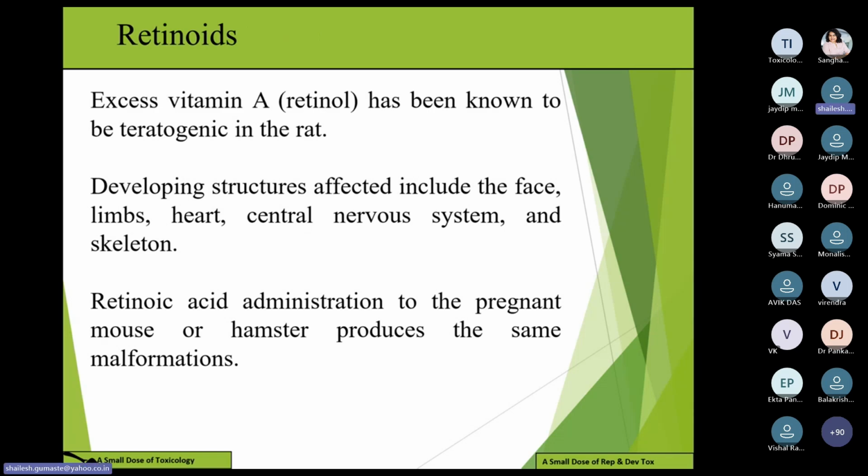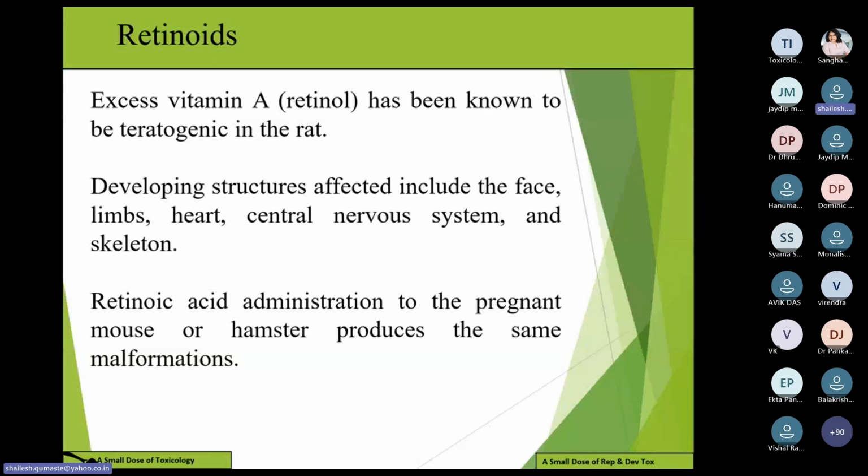Retinoids. Retinoids are derivatives of vitamin A and are known developmental toxicants that can cause birth defects and developmental abnormalities. Excess vitamin A has been known to be teratogenic in rats. So developing structural effects include the face, limbs, heart, central nervous system, and skeleton. Retinoic acid administration to pregnant mice or hamsters produces the same malformations which are observed in the rat.